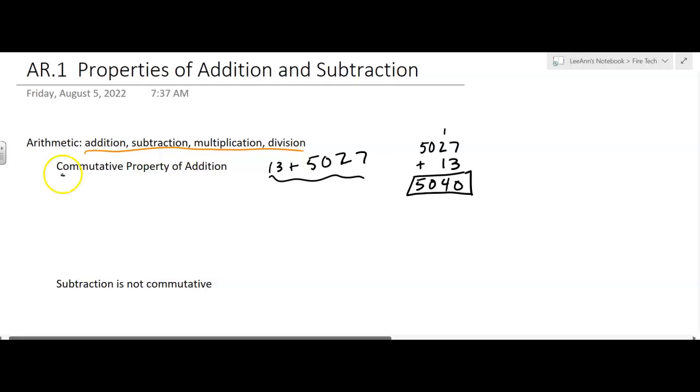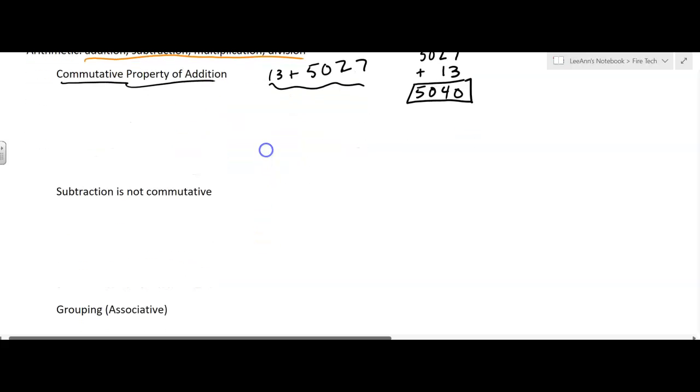This is called the commutative property of addition. So it doesn't matter which order you put them in. Subtraction, however, is not commutative.